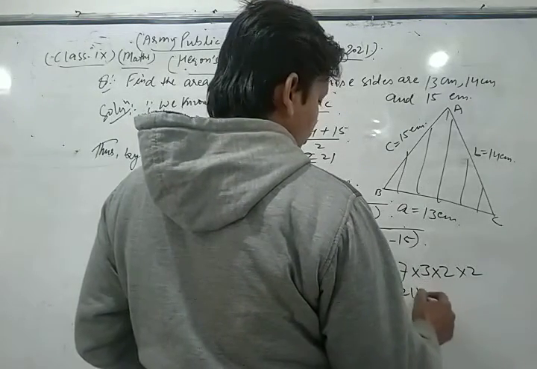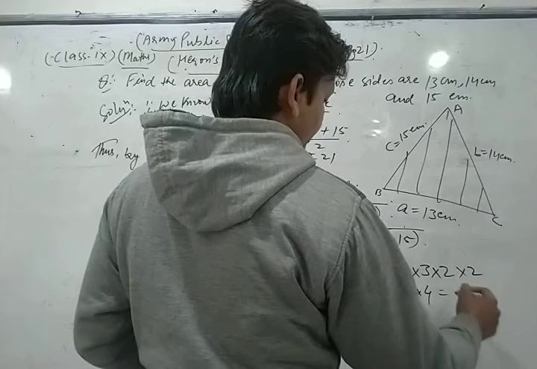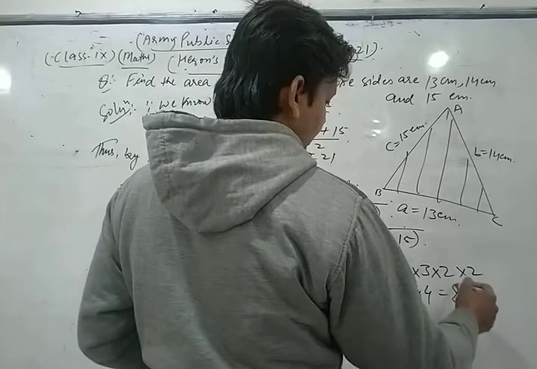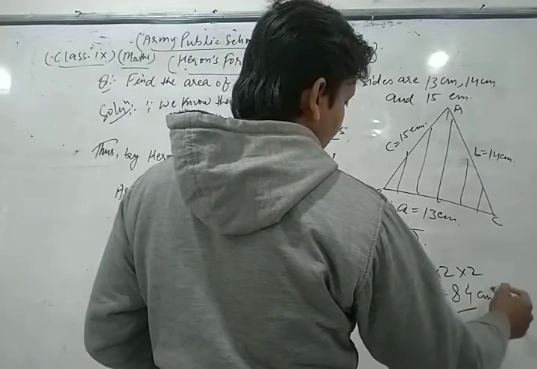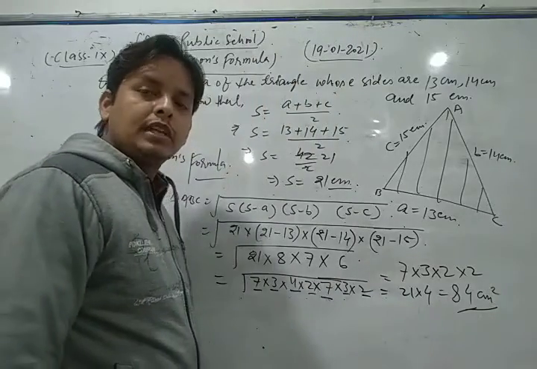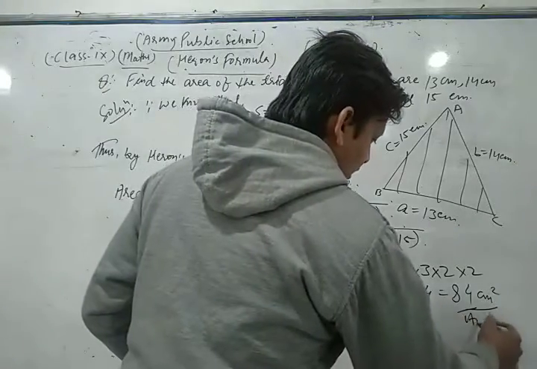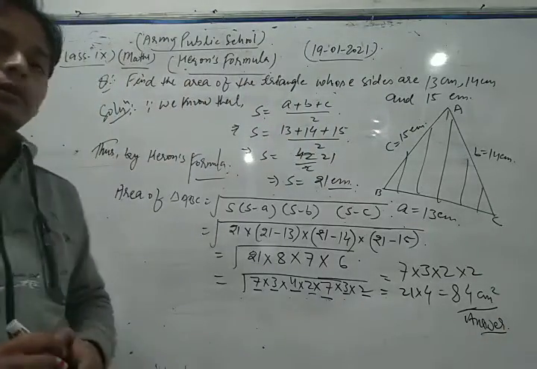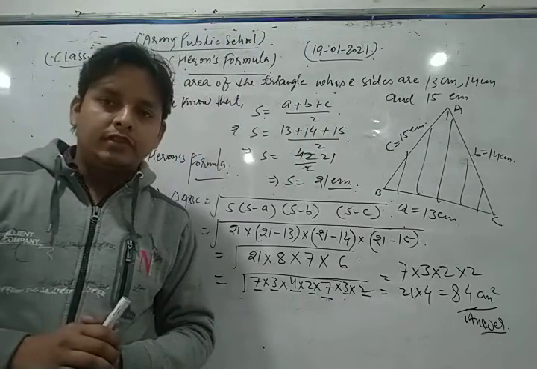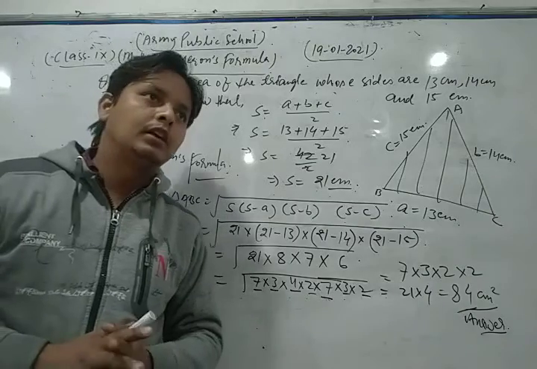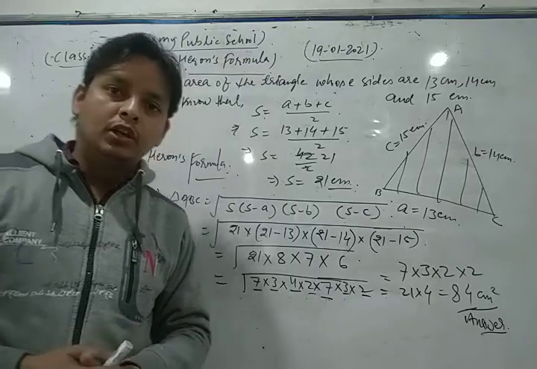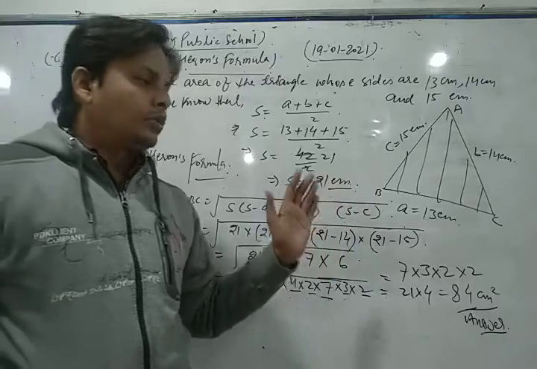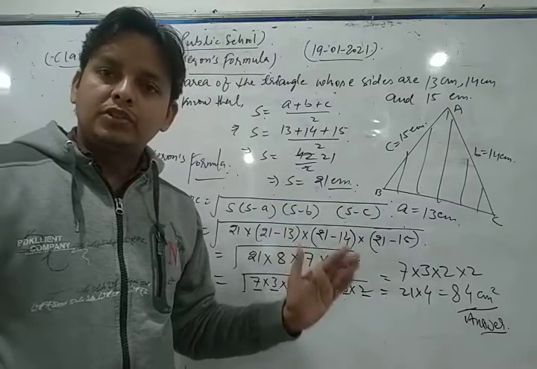This is 21 into 2 to the 4. 4 1 the 4, 4 8 the 4 to the 8. 84 centimeter square. This is the required area of triangle ABC. Okay, dear friend, so this is the question based on Heron's formula.